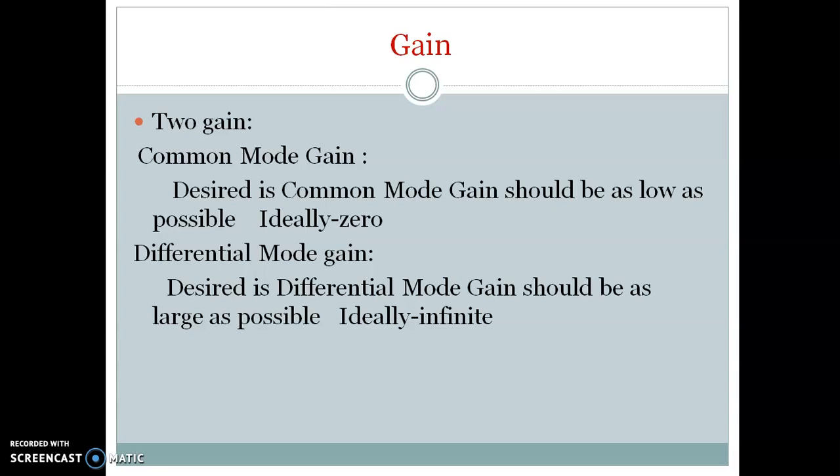Next, talking about the differential mode gain. The differential mode gain applies to your single-ended or double-ended input. That means they are real valid signals, and we want to find out the difference between them. So this gain, we want it to be as large as possible. Ideally speaking, I want it to be an infinite value.